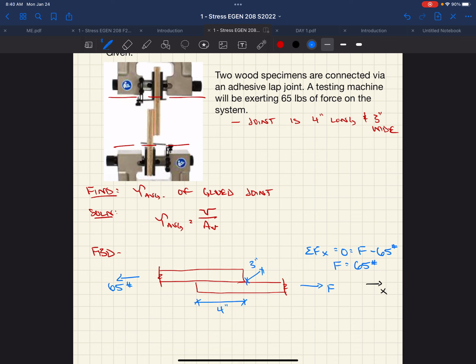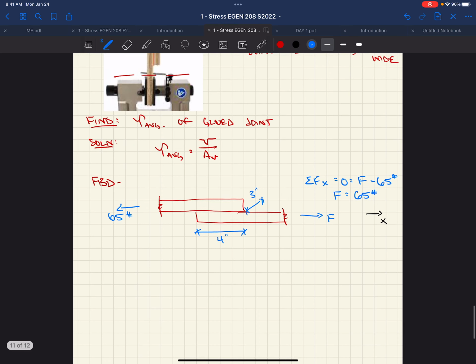And the fact that F is positive from this equation means that we guessed F in the right direction, right? So that is truly the direction of the force on the other side, right? So we have 65 pounds to the left on the left side, 65 pounds to the right on the right side. Well, now we know what V is, right? Because that force has to make its way across this joint and down to the other side. So we really have this shear force acting across that lap joint of 65 pounds.